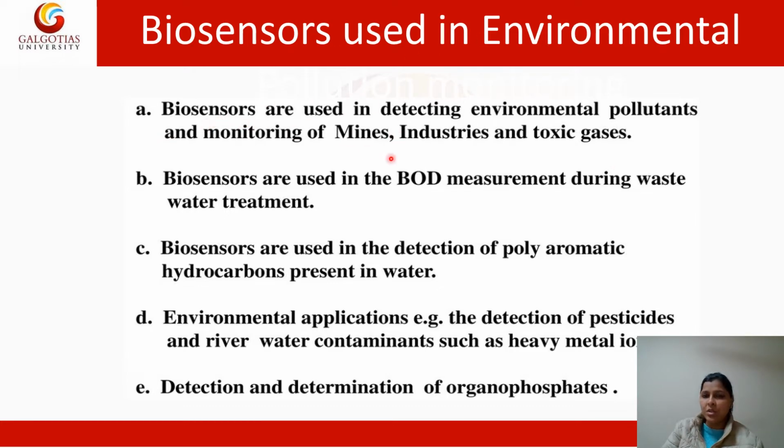Biosensors are used in detecting environmental pollution and monitoring of mines, industries, and toxic gases. They're also used in BOD measurement during wastewater treatment, and in the detection of pesticides in river water contamination. When river water is contaminated with high metal ions, we can use biosensors for their detection. They are also used for detection of polyaromatic hydrocarbons present in the air and the determination of organophosphates. So all these are applications of biosensors for determination of environmental pollutants.